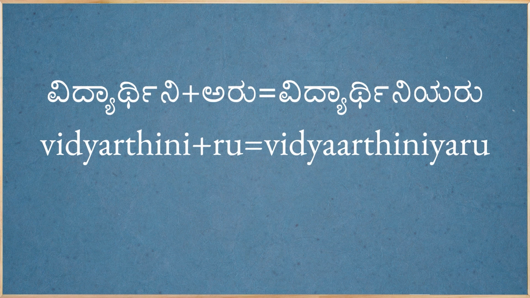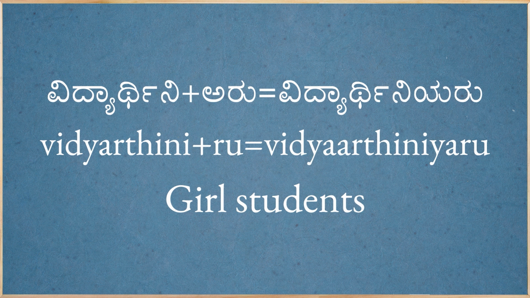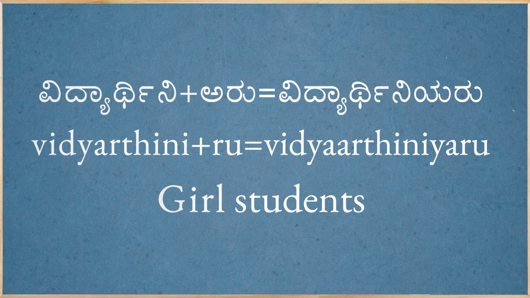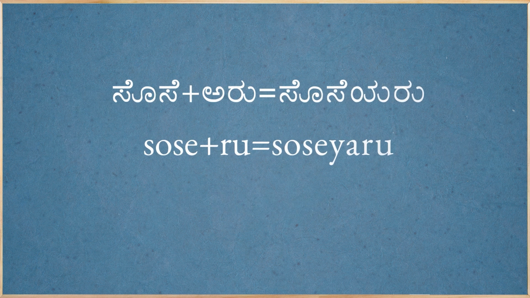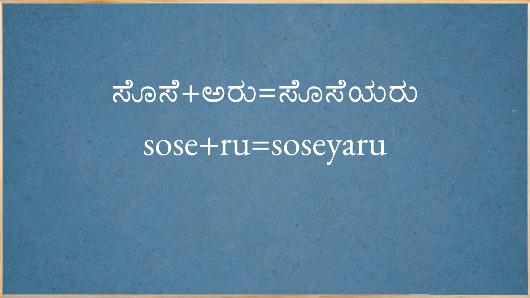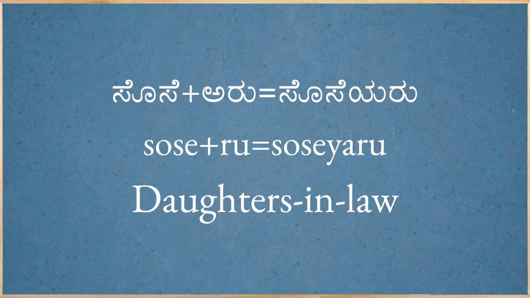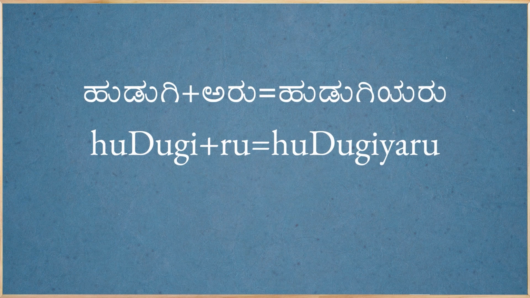Vidyarthiniyaru. Girl students refers to a group of female students. Sose plus aru will become soseyaru. Soseyaru. Daughters-in-law indicates multiple daughters-in-law in a family. Hudugi plus aru will become hudugiyaru. Hudugiyaru. Girls describes a group of girls collectively.